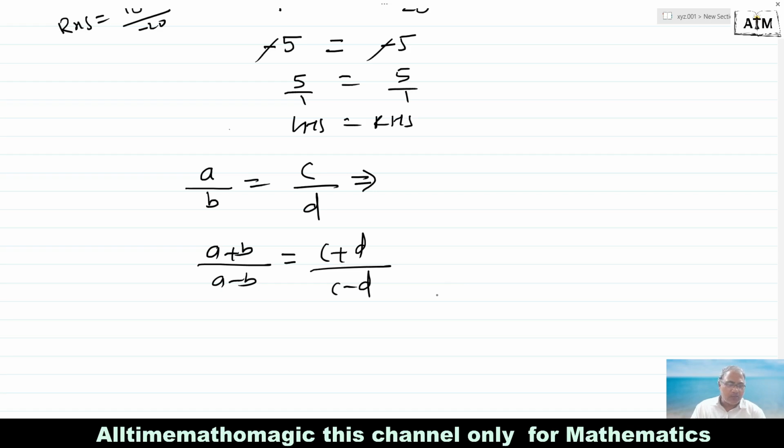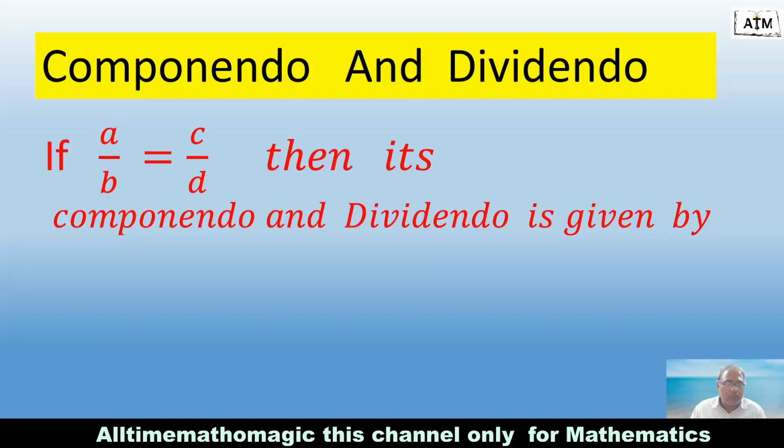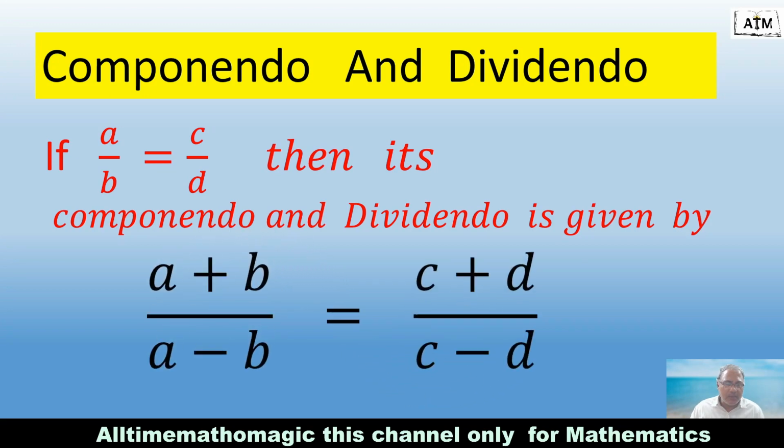Let us now define componendo and dividendo. If A upon B equals C upon D, then its componendo and dividendo is given by A plus B upon A minus B equals C plus D upon C minus D.